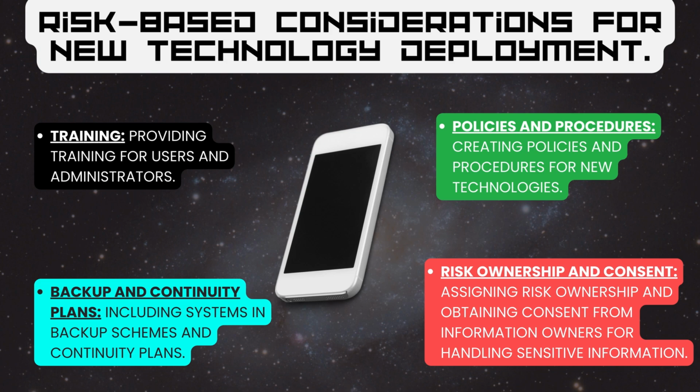Real-world example, 2023. In 2023, ChatGPT and AI tools became popular in workplaces. Many companies rushed to use AI for customer service and internal tasks, but without proper training or policies, employees unknowingly shared confidential data with AI tools, leading to security risks. Companies had to quickly introduce strict guidelines, training programs, and backup strategies to ensure AI tools were used safely. So, before adopting any new technology, risk-based considerations are a must. In the next part, we'll discuss managing legacy systems.